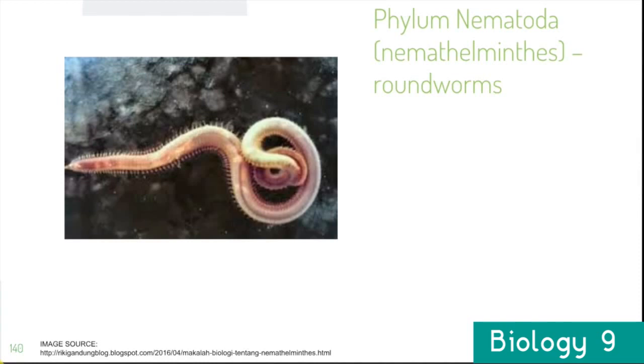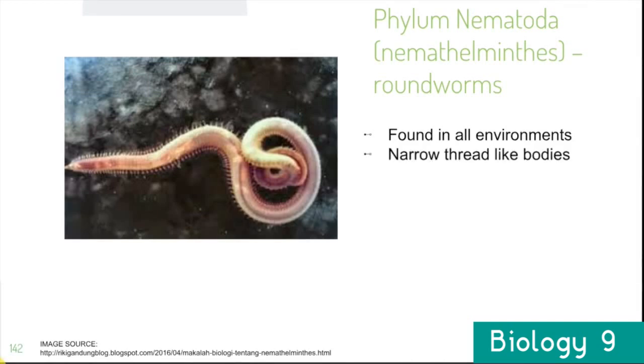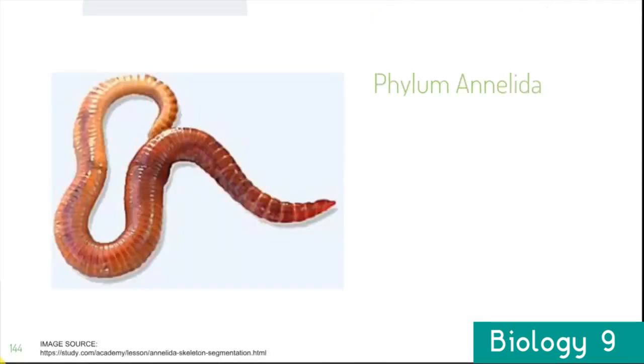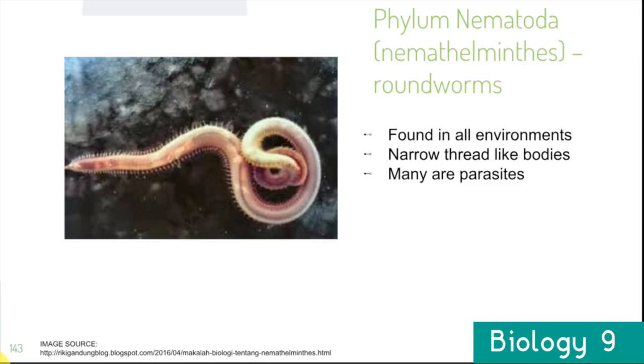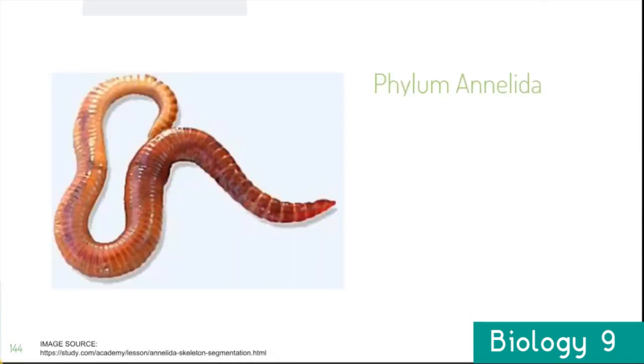Roundworms are thought to be the most numerous animals in the world. It's been estimated there's about 5 billion of them just in the top 7 centimeters of an acre of soil. That's incredible. They are found in almost every environment in the world, from the deepest oceans to the Antarctic. These animals have narrow, thread-like bodies which are pointed at both ends and bilaterally symmetrical. Many of them are parasites.